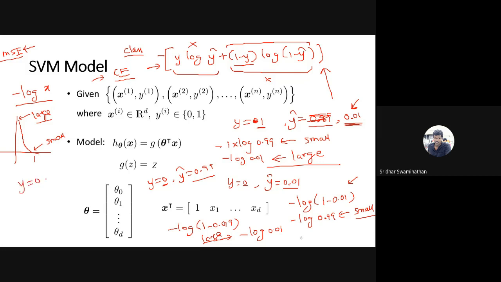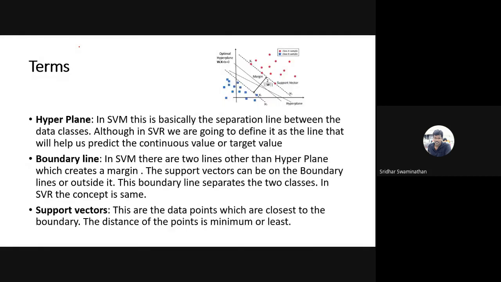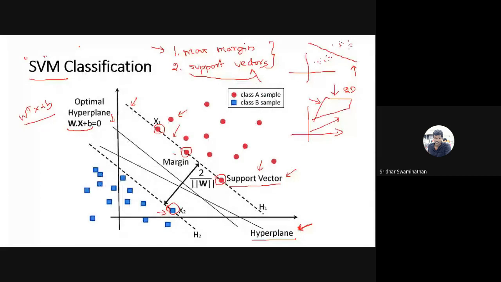If your y is equal to 0, then your y cap should be near 0. If your y is equal to 1, then your y cap should also be near 1. That is what the model will do. This kind of cross entropy cannot be used for the SVM model, because we want to externally enforce the model to actually reach the maximum margin. That cannot be done using regular training.